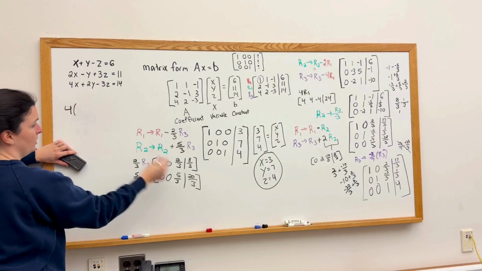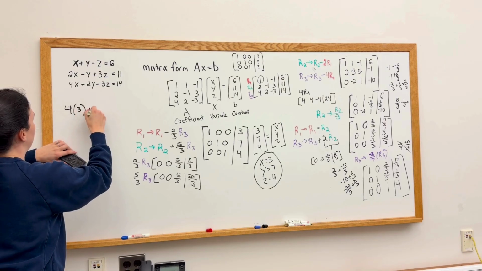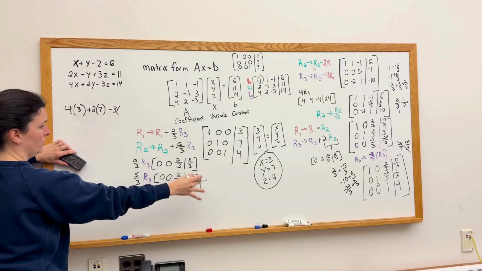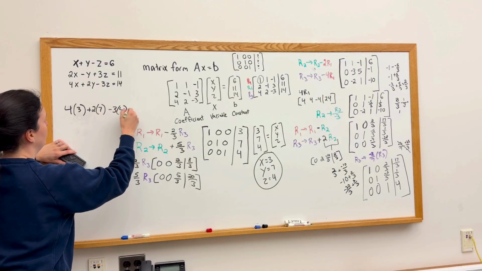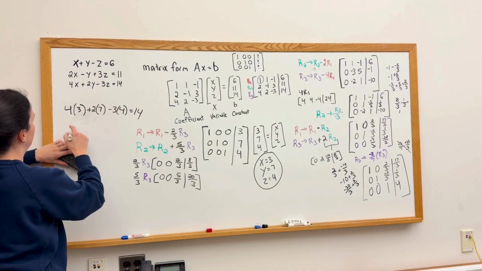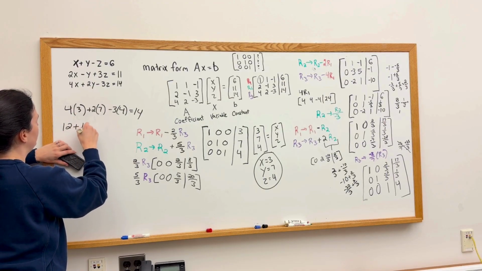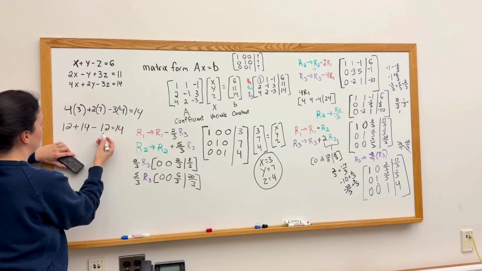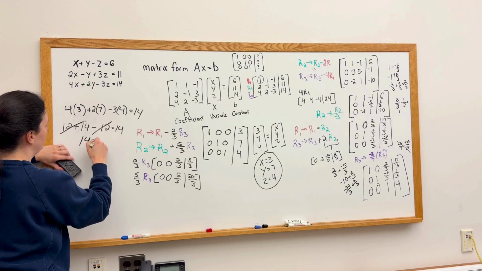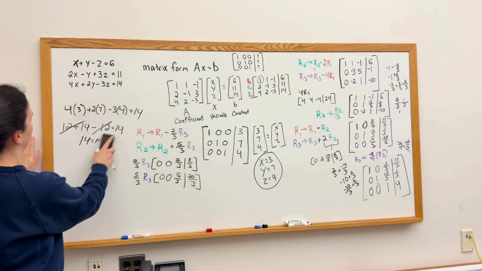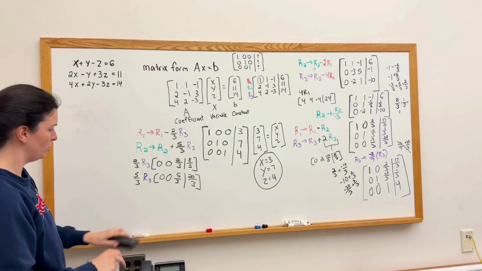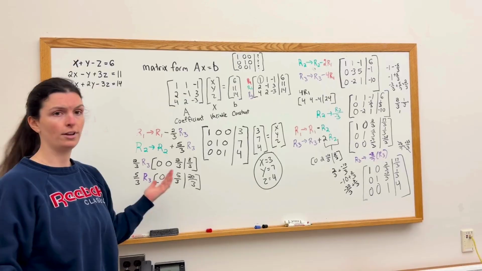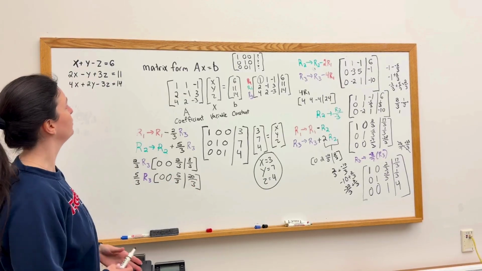Last one, 4 times x, where x is equal to 3, plus 2 times y, when y is 7, minus 3 times z, where z is 4, is equal to 14. We're going to distribute everything. 12 plus 14 minus 12 is equal to 14. 12 minus 12, those cancel out. Does 14 equal 14? Yes, it does. Nice. So those are our solutions using the matrix method for x, y, z. That's how we found the unknown variables in the 3 different linear equations.